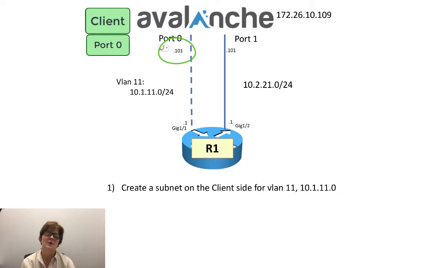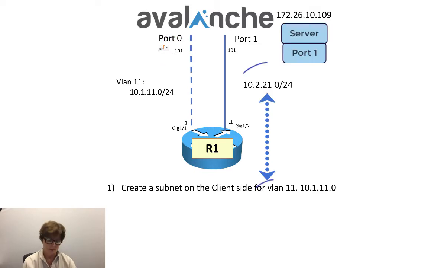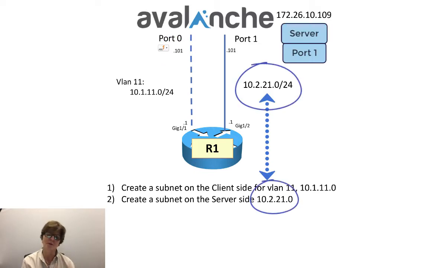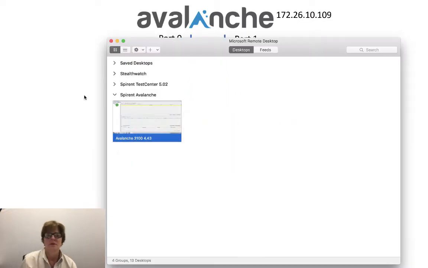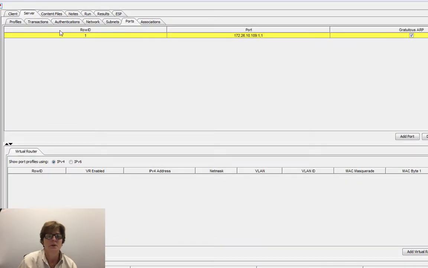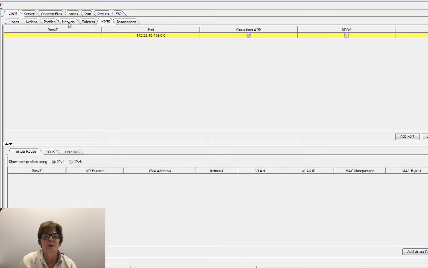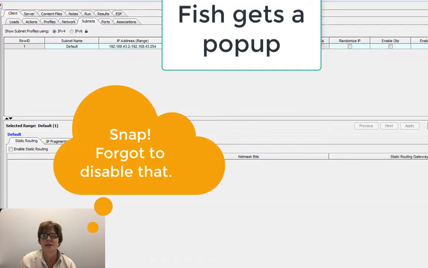If you have ever watched any of my YouTubes or have worked with me in CPOC, what I tend to do is make 101 the fourth octet for something that I know is going to be a traffic generator. And then we're also going to create a subnet on the server side. So let's go do that. Going back over here, on the client side, we're going to go to subnets. It's all extremely exciting.